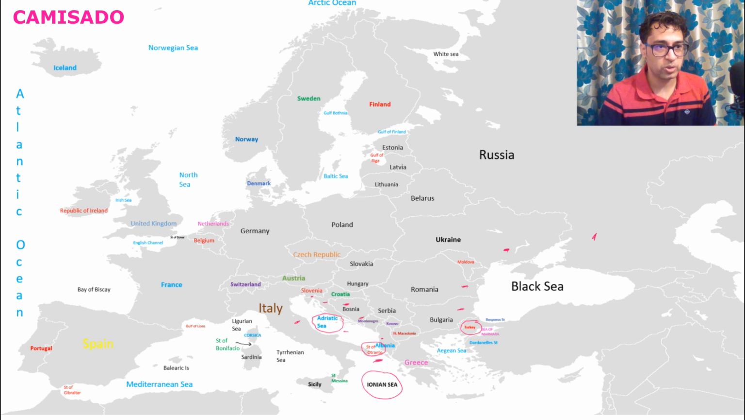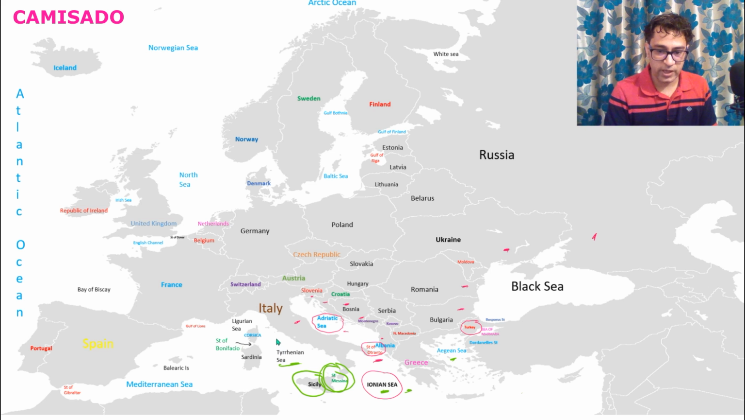Now let us also look at this island. So this island, Sicily, is a part of Italy, and between the mainland Italy and Sicily lies the Strait of Messina. And alternatively, there can also be a question that the Strait of Messina lies between the Tyrrhenian Sea and the Ionian Sea. And there can be a question that Greece touches which seas? So Greece touches the Aegean Sea as well as the Ionian Sea. And this entire part is a part of the Mediterranean Sea.